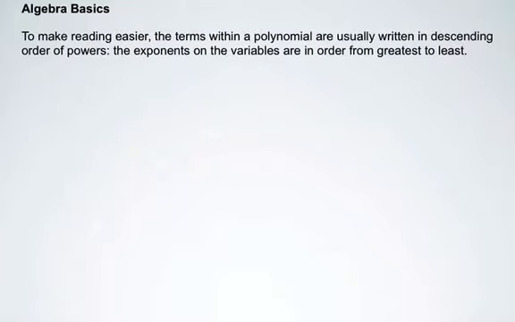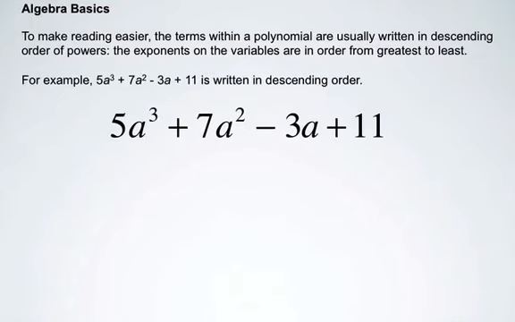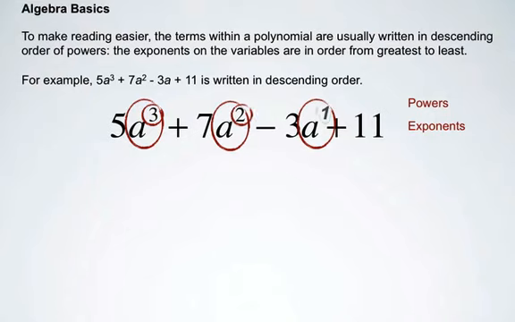To write polynomials and make them easier to read, they are written in what's called descending order of powers, and that means the exponents on the variables are in order from greatest to least. So let's look at 5a cubed plus 7a squared minus 3a plus 11. This is already written in descending order because if we look at the powers, we have a cubed, a squared, and then a, and remember when an exponent is missing, it's a 1. So now the exponents go from biggest, 3, to smallest, 1.